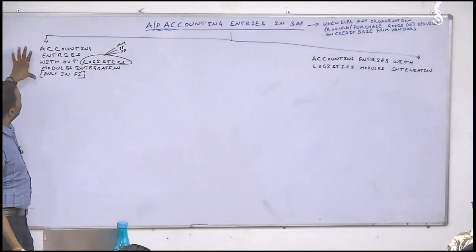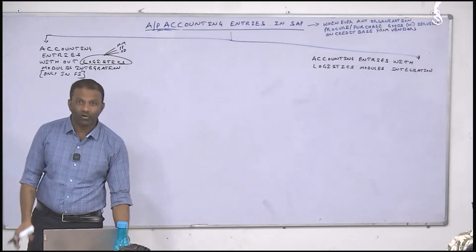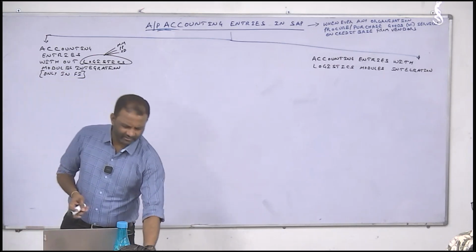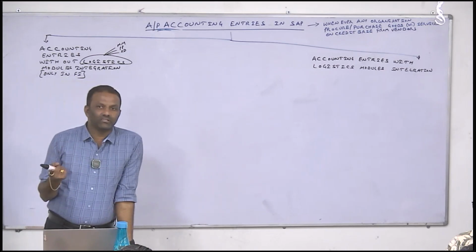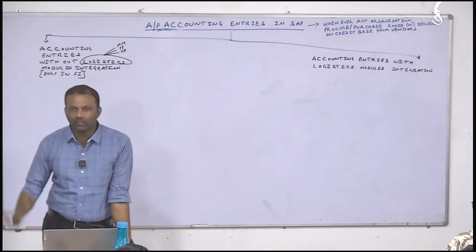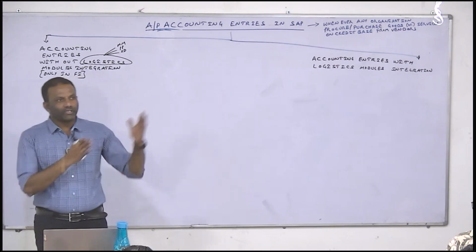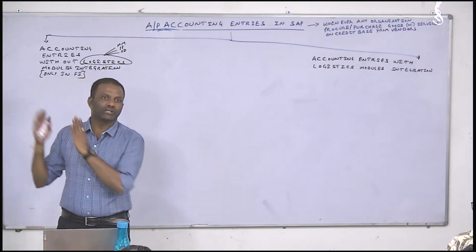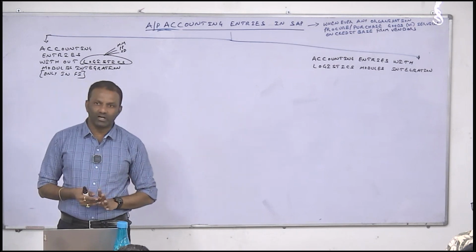So now, if we take the first one, accounting entries without logistics, what type of entries will we deal with? First of all, forget about entries. What type of activities do we deal with respect to vendors without logistics? That is the thing you should understand. Forget about accounting entries. You have started your own business. You purchase material, you do production, you do sales. So whenever you purchase material, you deal with vendors. Right or wrong?